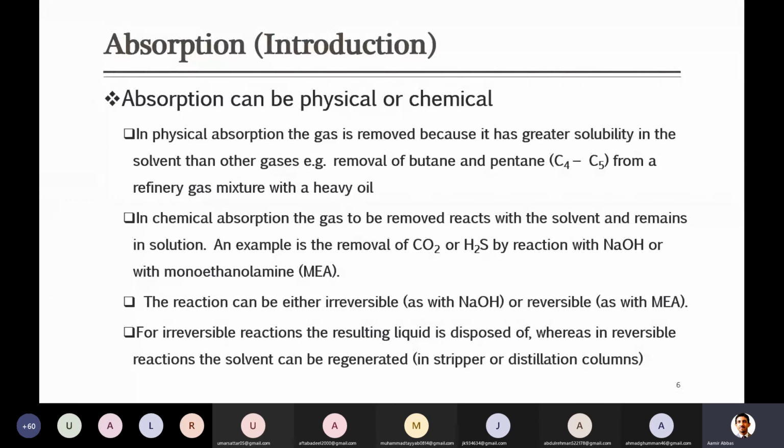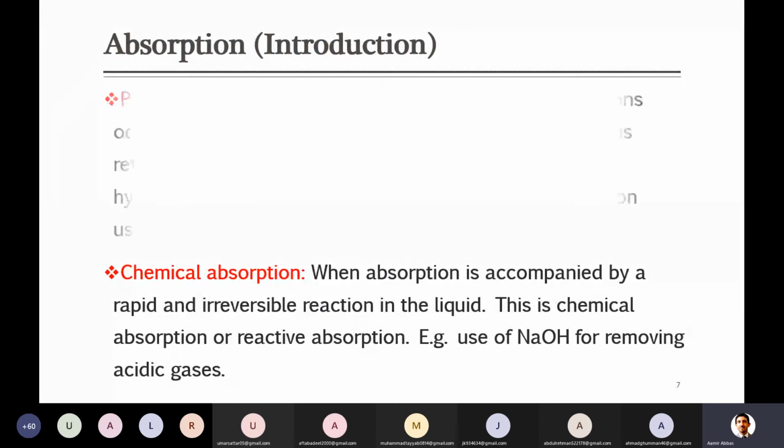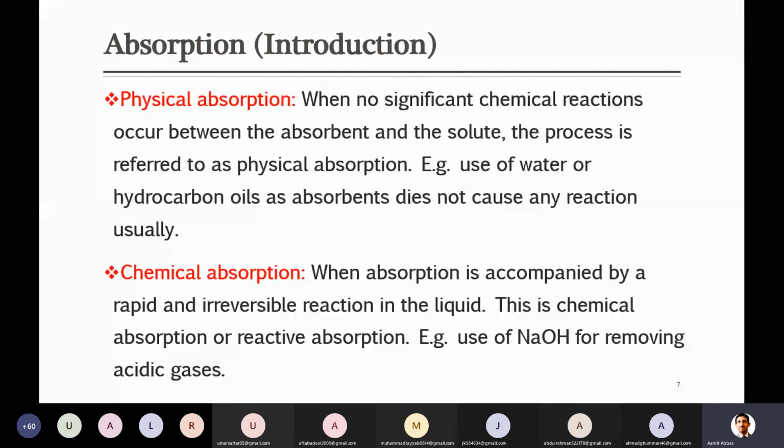So we prefer reversible cases so that we can regenerate and reuse them, because liquids, for example, monoethanolamine and NaOH, definitely have a cost. They are not cheap. They are not like water that you simply use for absorption. So due to this reason, most of the time in industries, reversible is preferred, so that the liquid can be regenerated and reused.